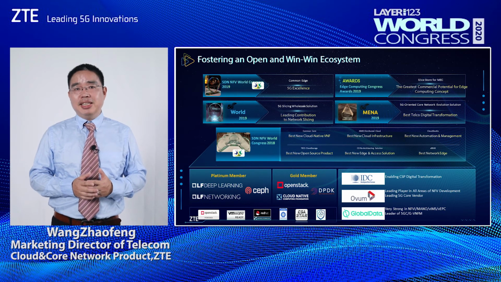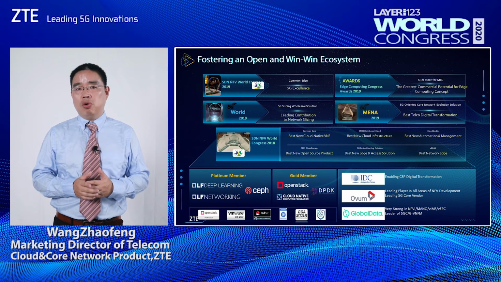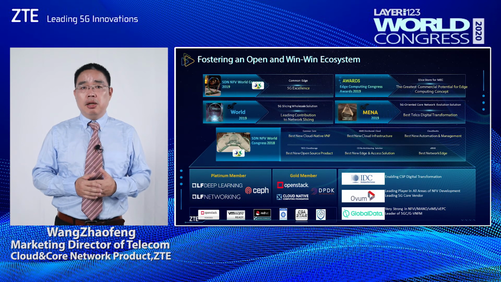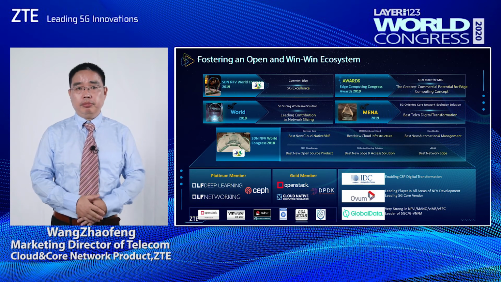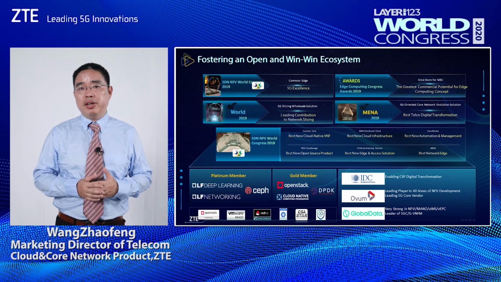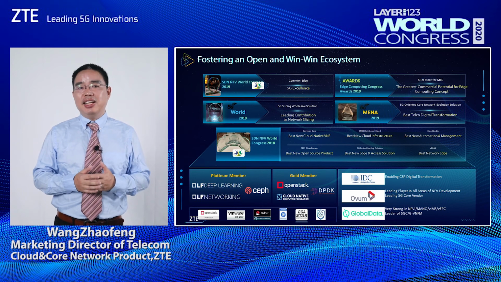On Ceph, ZTE's commit contribution is ranked third in the world. On OPNFV, ZTE ranked fourth in the world in the number of commit contributions. In the Docker community, ZTE's commit contribution ranks fourth in the world. And in the Kubernetes community, ZTE's core component commit contribution ranks third in the world. In 2019, the world-leading consultant company Ovum, now called Omdia, named ZTE a leading supplier in their white paper for the 5G core network.